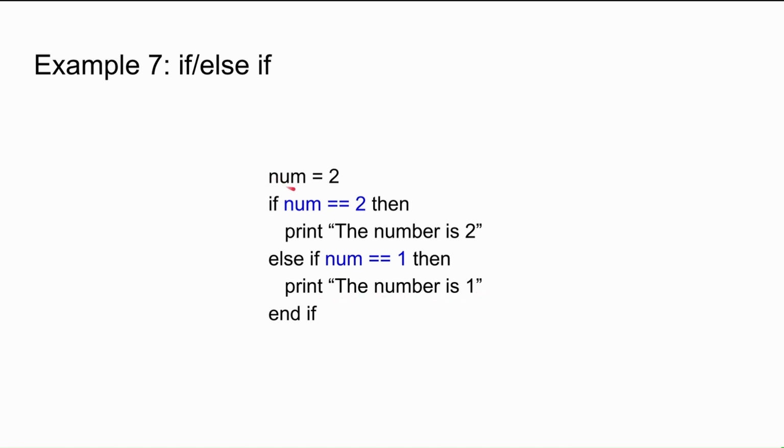However, if I change num to be equal to 2, the first condition here would be true because num is now equal to 2. So basically we are saying if num is equal to 2, which is true, then we print the number is 2, and the program will go directly after that to the end if line.